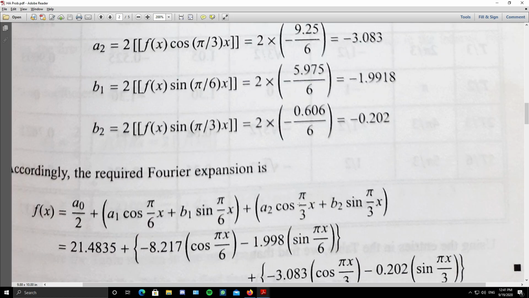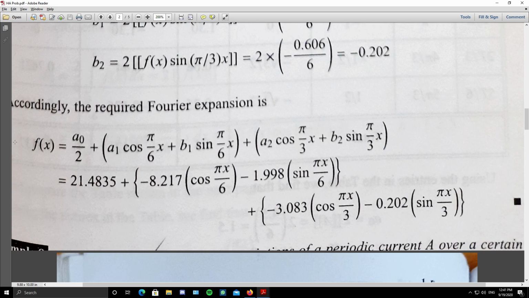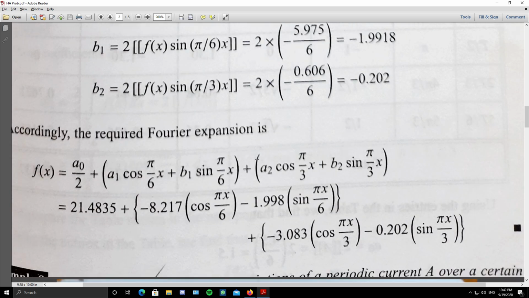And 2 theta is 2 into pi x by 6, that is 2 pi x by 6, that is pi x by 3. So the a naught is 42.967 divided by 2, plus a1 is here, b1 is here. So a1, b1 are substituted, then a2, b2 are substituted. So this is the Fourier series up to the second harmonic.